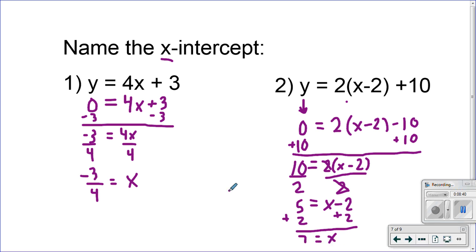So it looks like this time our x-intercept is 7. In other words, if we graph this line, it's going to cross our x-axis. Let's say there's my 7 on my x-axis. It's going to cross that x-axis at the value 7.